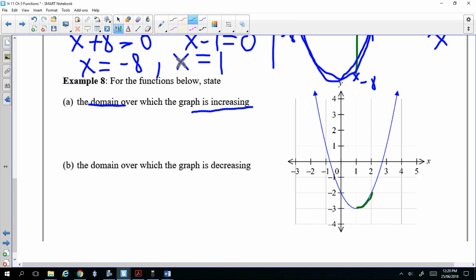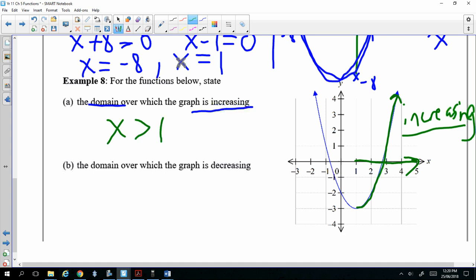x has to be 1 onward, right? So x has to be bigger than 1. So from 1 onward, the graph is going upward. And what will be the domain for which the graph is decreasing? That's when this part is decreasing. So what are the x values? Has to be less than 1. All right, good question. Pretty easy. You will get this question in the exercise.